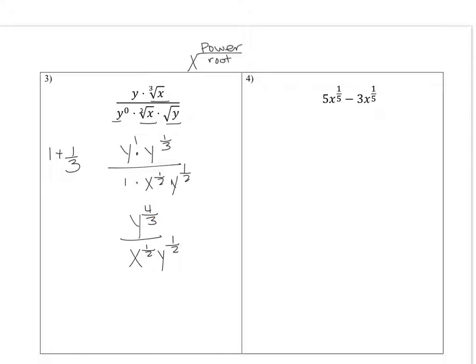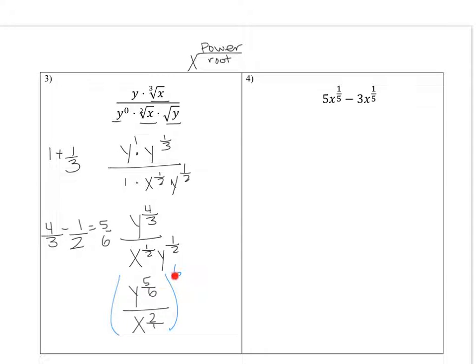Now I can divide these by subtracting the exponents, so 4/3 minus 1/2. Type that into the calculator and get an answer. You should be getting 5/6. So we've got y to the 5/6 over x squared that we want to write as a common radical. So the common denominator between 6 and 2/1, right, is 6. So we're going to first raise it to the 6th power and then the 1/6.